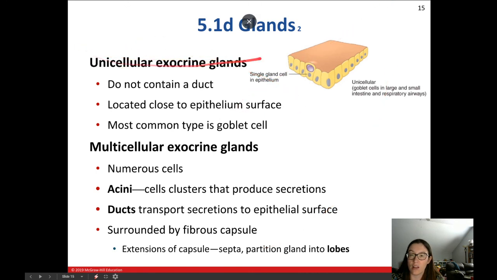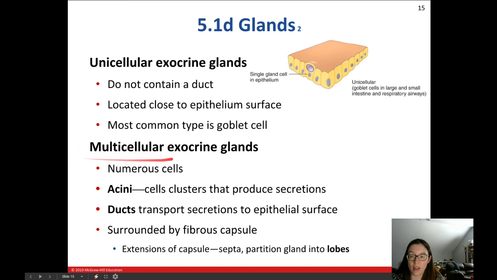Like I said before, the unicellular exocrine gland would be like this little guy here. It's the goblet cell, and this is going to be secreting mucin. They don't contain a duct because they're only one cell long, so they don't really need a duct, but all the other ones will. They're located very close to or at the surface of the epithelium, and the most common type, and the one we've identified in lab, is the goblet cell. It secretes mucin that will mix with water and become mucus.